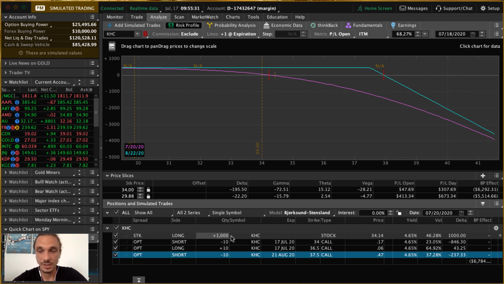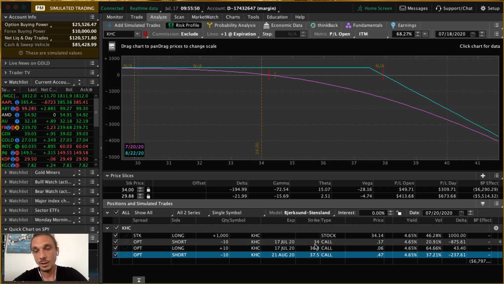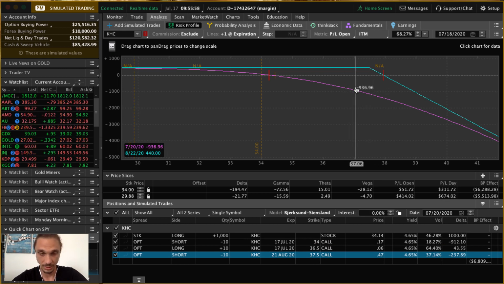You can buy shares. Just make sure you have enough cash in the account to own 1,000, in this case, shares of KHC. This is a margin account, so I will just use half of the amount. So if this is a 34 bucks per share stock, I don't need 34,000, I need 17. So make sure you have that money so you can manage that broken condor kind of thing.